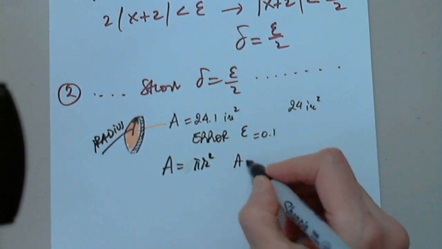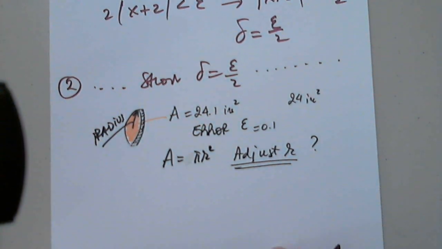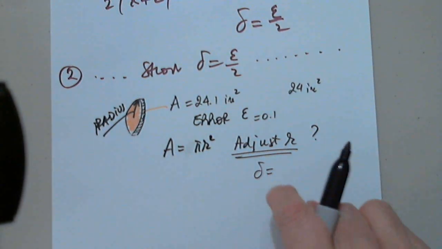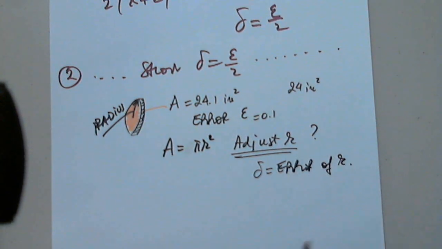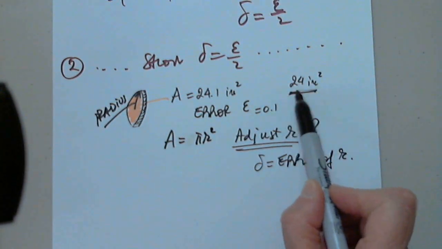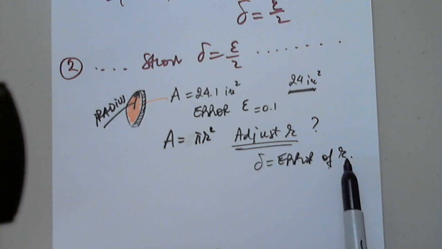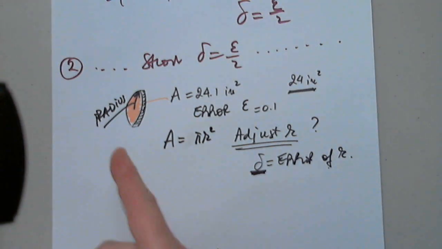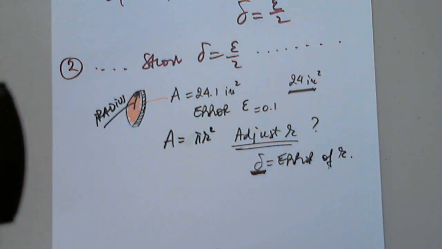So I need to adjust the radius. But by how much? I have to go through the mechanism and find delta. Delta will give me the error of the radius. So then I know in order to have this particular area of the disk, I need to adjust the length of the radius by delta. Once I make the adjustment, then the area will be exact 24 square inches.